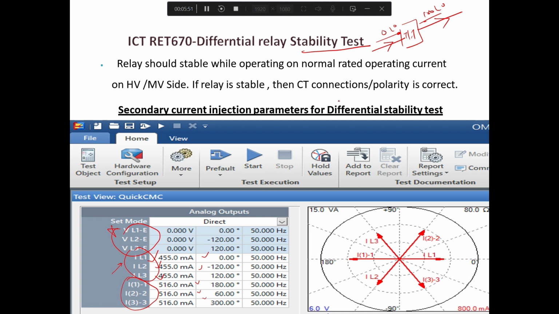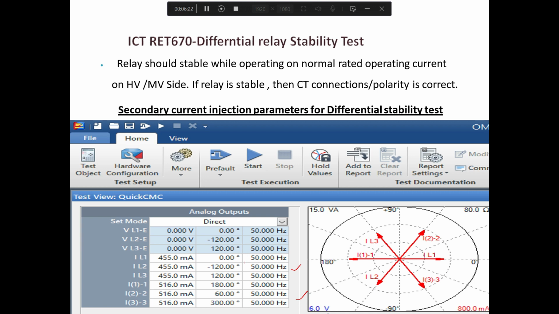So that's why I have started this as 180 degree. And then if you select balance, it will be automatically 180 minus 120, that is 60 degree, and 180 plus 120, that is 300 degree. Now, if I inject this current in R phase, Y phase, B phase of HV winding and LV winding, and if the connection is correct, if the CT polarity is correct, then relay must remain stable and it should not issue any trip command. Remember, the frequency that I am injecting here is 50 Hertz.